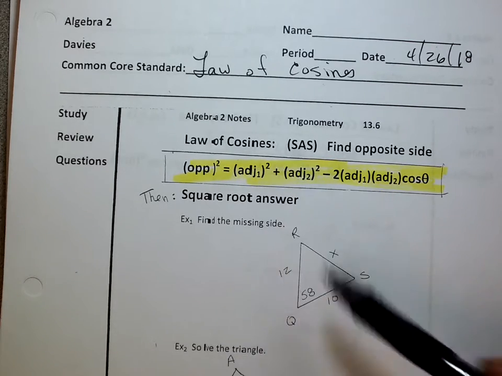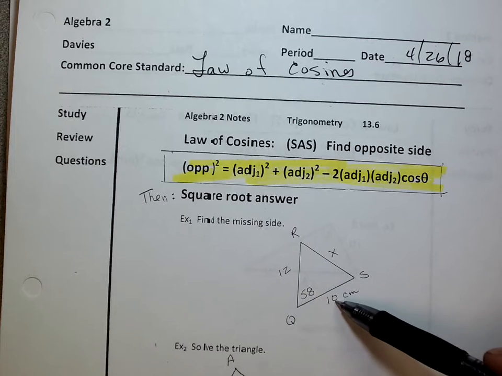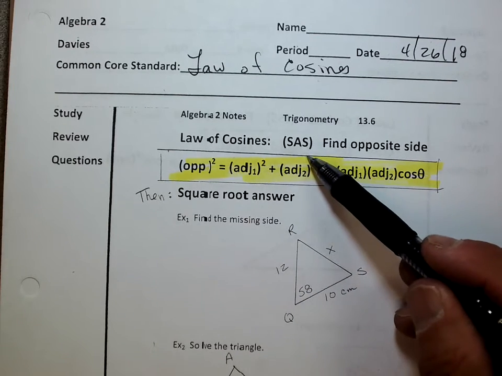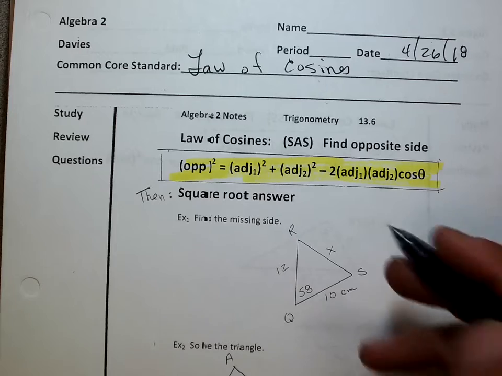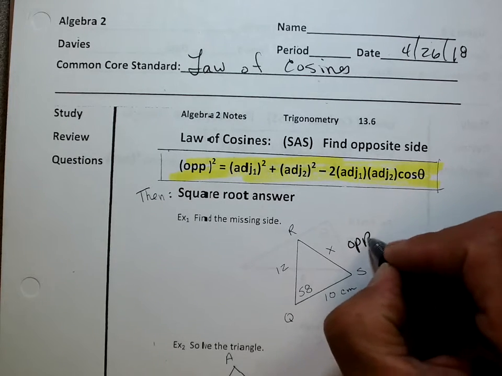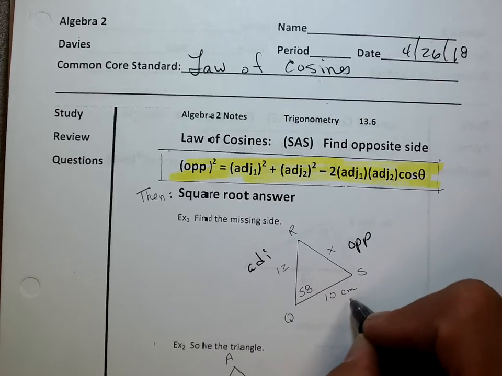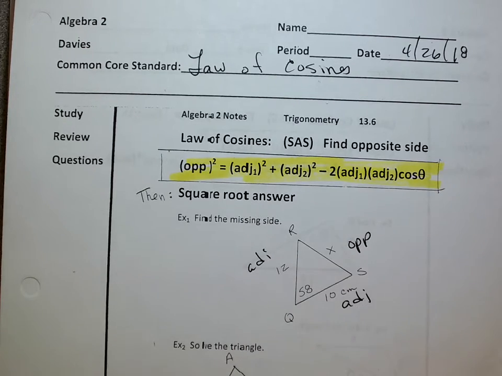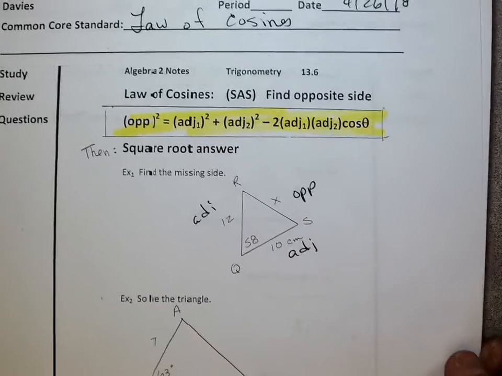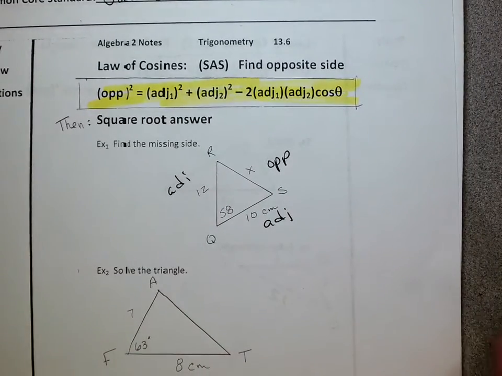But we do have side, angle, side, right? So if we have side, angle, side, we can find the opposite side. So x would be my opposite side, right? That makes my 12 be my adjacent, and my 10 be my other adjacent, right? So I'm just going to set up my formula. Slide over. It's a long formula, but I can handle that.